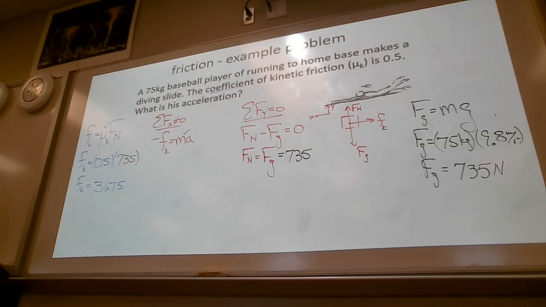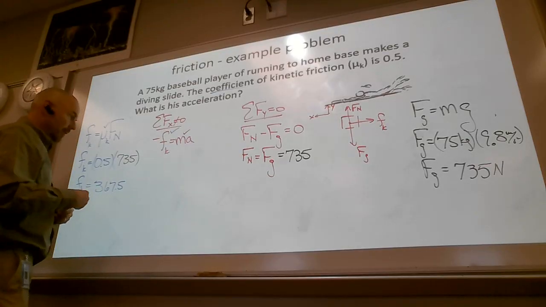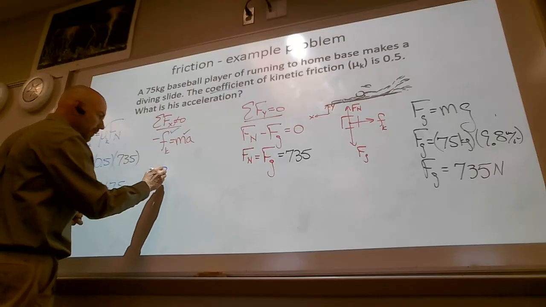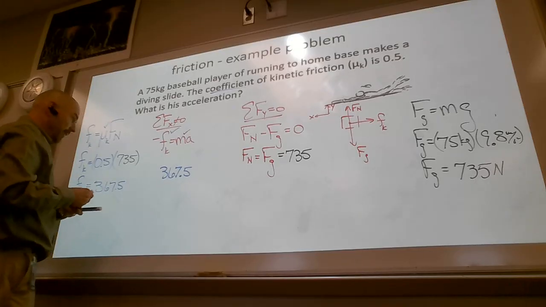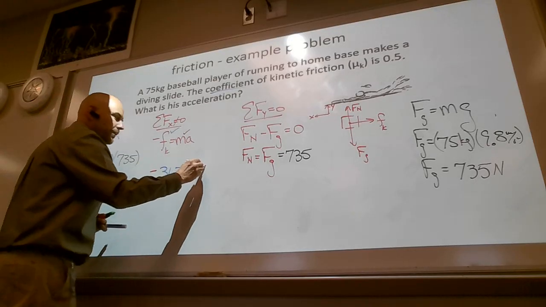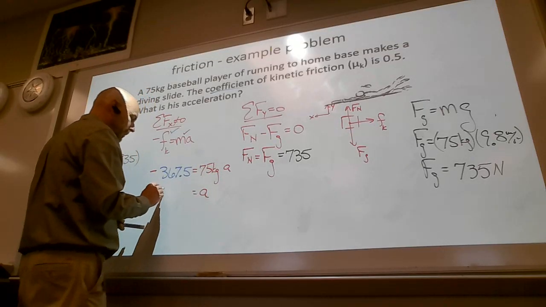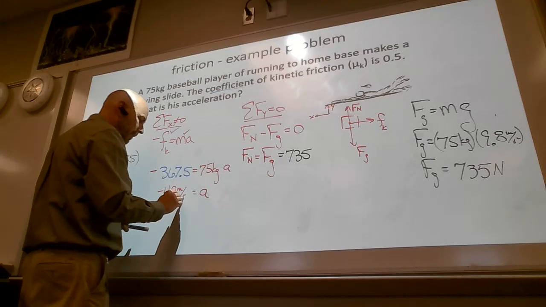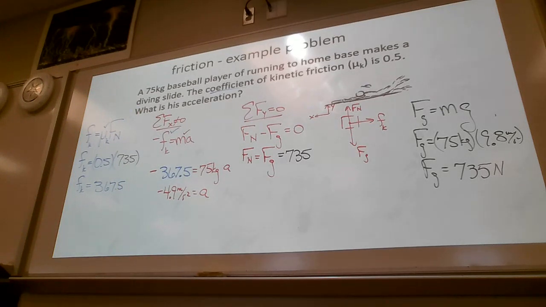What do I do with that? Got that. So I get negative 367.5 is equal to 75 kilograms times acceleration. Acceleration is equal to negative 4.9 meters per second squared. Good?